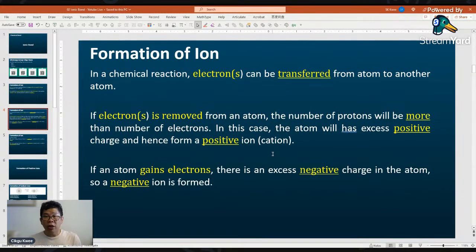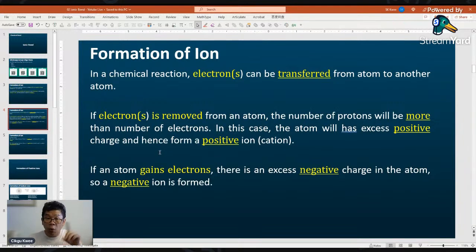During chemical reactions, the electrons in the atoms may be transferred from one atom to another atom, or they may be shared between atoms. Sharing electrons will be discussed in another lesson called covalent bonding. For today's lesson, we are discussing ionic bonding, so we are talking about the transfer of electrons from one atom to another.